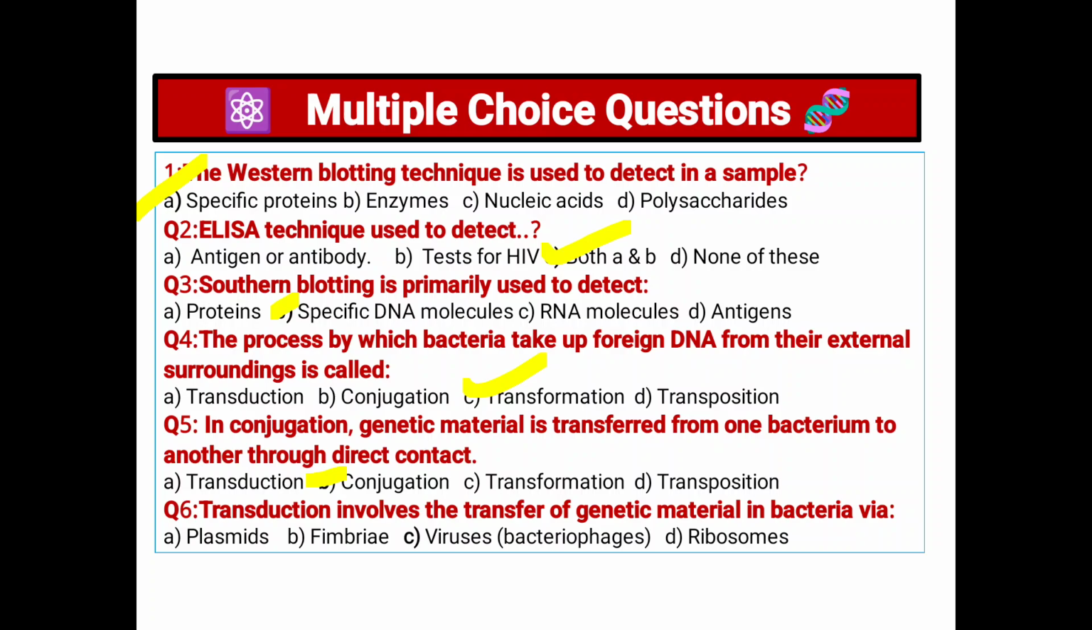Next, transduction involves the transfer of genetic material in bacteria. Question: option A, plasmid; B, fimbriae; C, viruses and bacteriophage; D, ribosome. So C is the correct answer, viruses and bacteriophage.